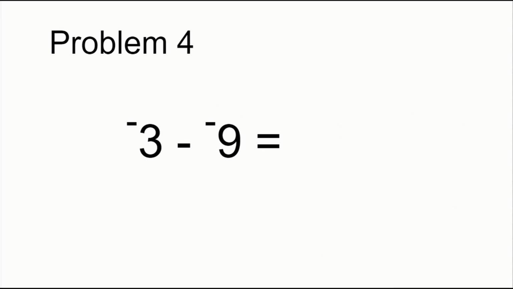Problem 4, negative 3 minus negative 9. What do these numbers mean in terms of our tiles? Negative 3 means we have 3 red tiles. And we're trying to take away minus 9 red tiles. So how can I rewrite this into an equivalent addition problem?